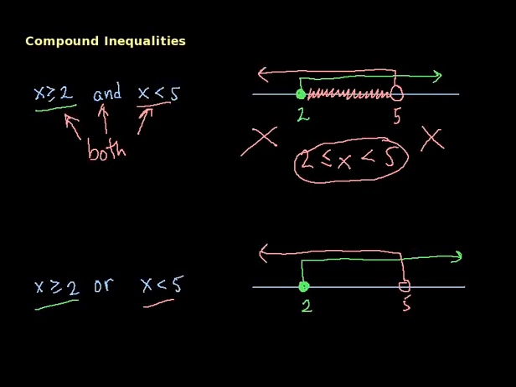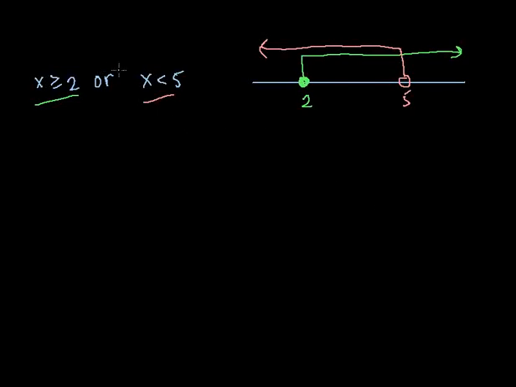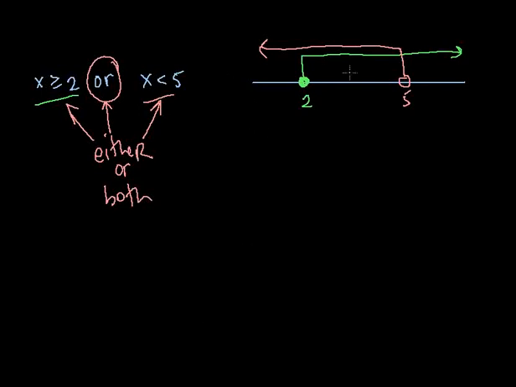All right, let's take a look at the second one. A little bit trickier, I think, because of the connector or. What do we mean by or? Or means either one of these conditions has to be satisfied. Either that one, or both. Any part of the graph that's covered by at least one of the lines is part of the solution set. That's what or means. Well, clearly, numbers over here work, numbers over here work, and numbers between 2 and 5 double work, but it doesn't matter, they're still part of the solution set.